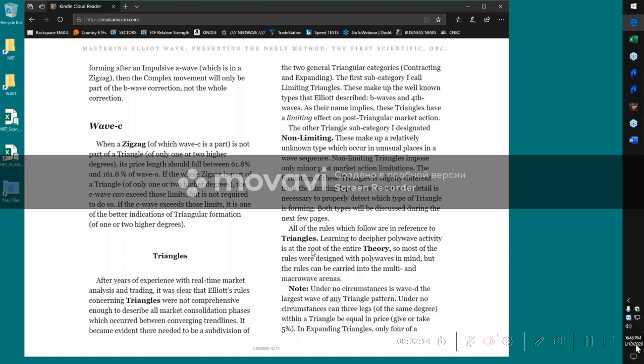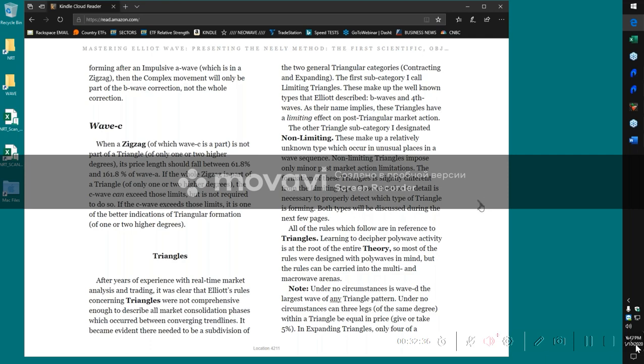You'll be able to see where the apex point is, and you can see that when it thrusts, it'll peak or trough right around the apex point of that triangle, and that would constitute what's called a limiting contracting triangle. A limiting triangle is a B wave or a fourth wave, so that final thrust is the end of the move. It's either wave C or wave 5.